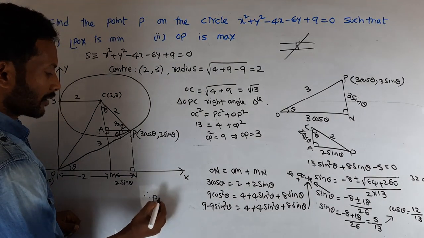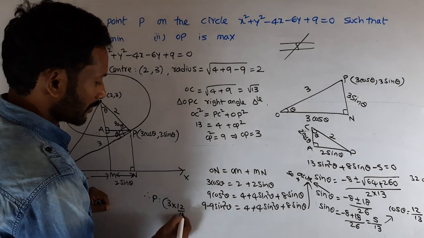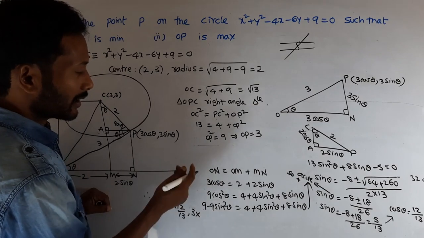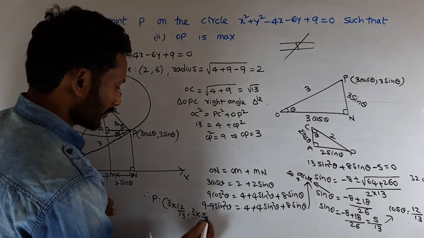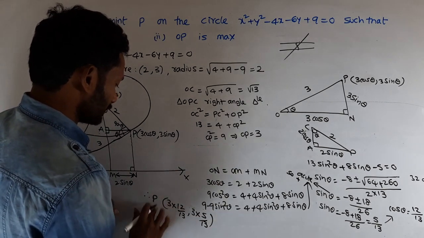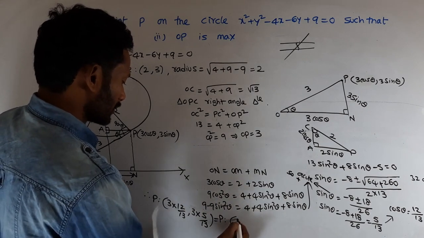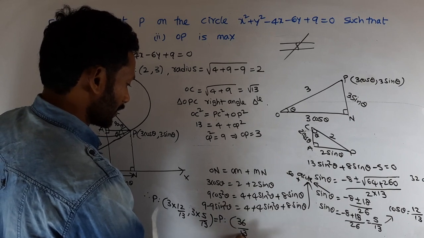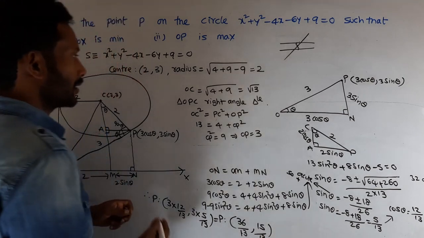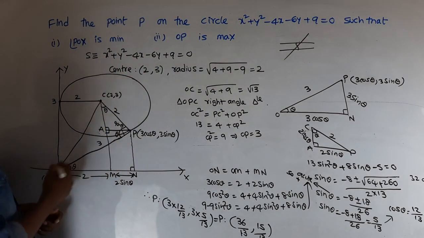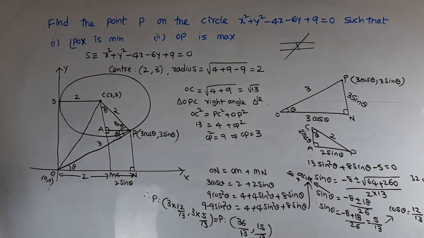Therefore point P is 3 into cos theta, where cos theta is 12 by 13, and 3 into sin theta, where sin theta is 5 by 13. So finally point P is 36 by 13, comma 15 by 13. This is the answer. When angle POX is minimum, what is the point P? 36 by 13 and 15 by 13. I hope this is clear.